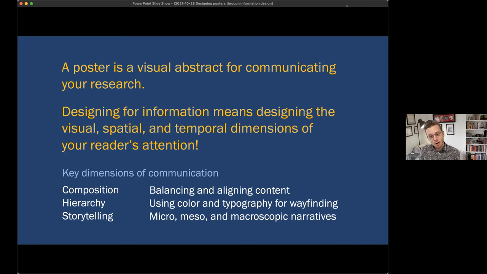So I want to talk about three key dimensions of communication that can be improved through some simple principles of information design. Those key dimensions include composition, in terms of balancing and aligning content; hierarchy, using color and typography for wayfinding; and then finally storytelling, which is how we construct the narrative of our poster or our figure at the microscopic, mesoscopic, and macroscopic levels of resolution.